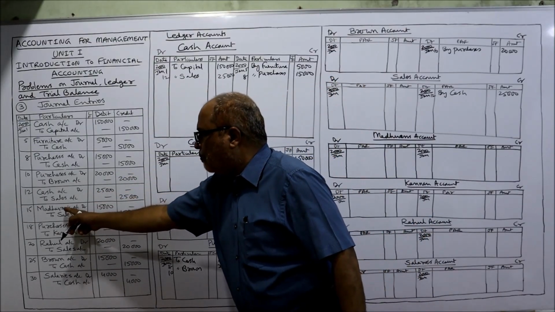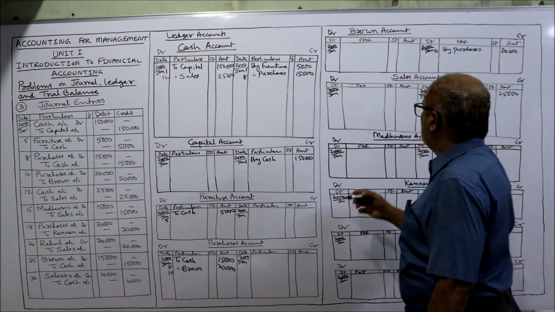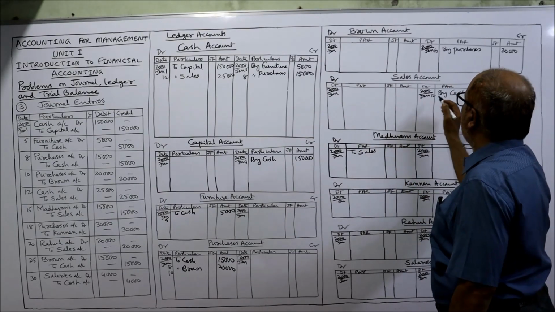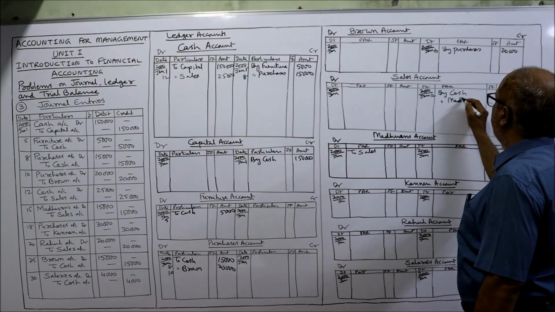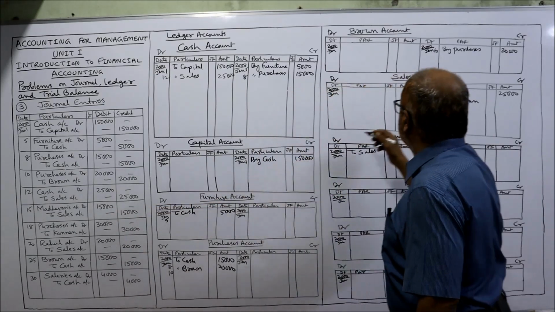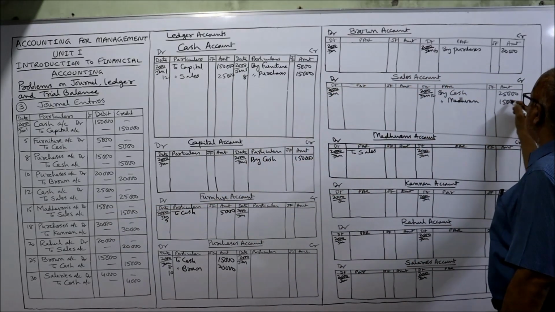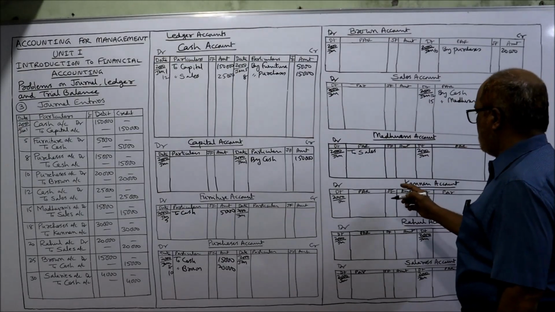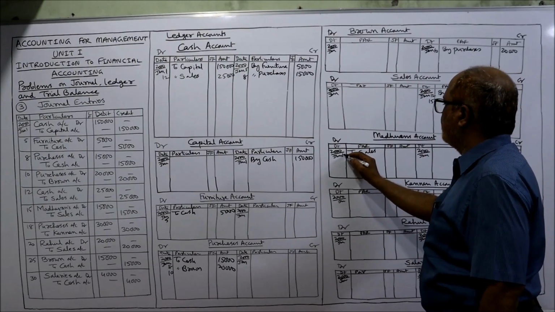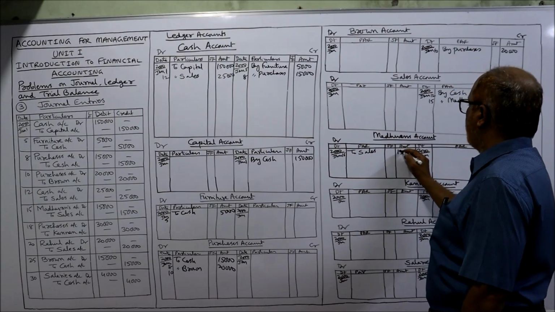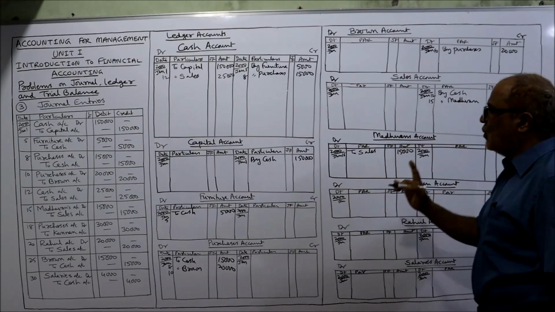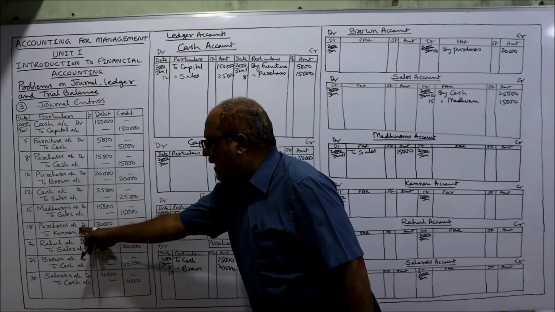Now after 12th, 15th, Madhavan's account debtor to sales. So Madhavan's account should be debited to sales, and sales account should be credited by Madhavan. How much, Madhavan to sales? 15,000. And the date is 15. So sales account, where is the sales account? Madhavan's account, 15th. The amount is 15,000. So Madhavan's account is debited, sales account is credited. Over. So 15th is completed.